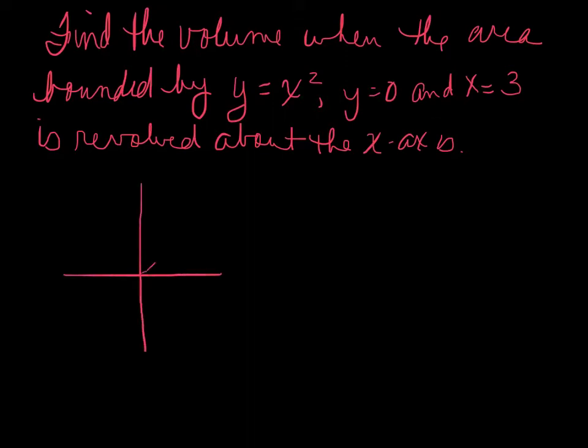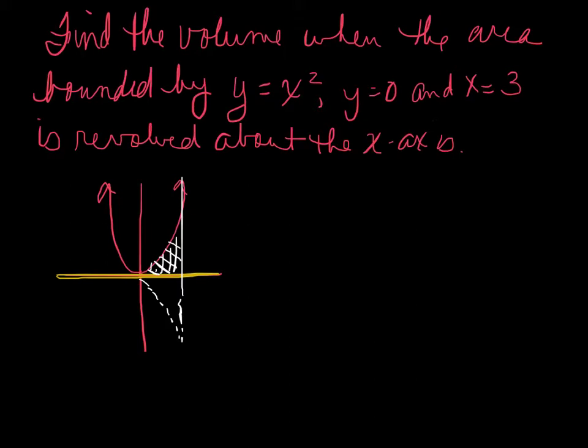Y equals x squared, we've got our parabola. Y equals 0, which is the x-axis. And then x equals 3, which is going to be a vertical line. So we're talking about taking that shape and we're going to revolve it around the x-axis, and when we do that, we're going to have a 3D shape. So if I sketch my revolution, it's going to look something like that.